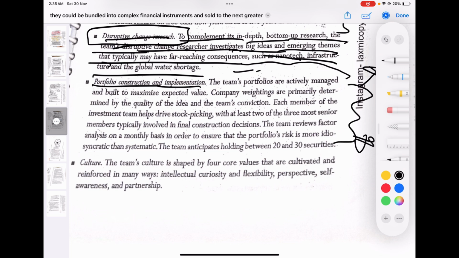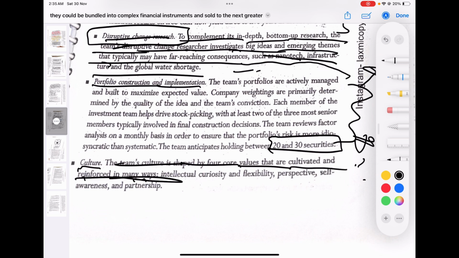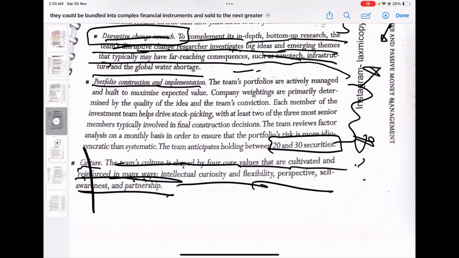So that is portfolio construction and implementation. And then obviously the portfolio is constructed: how many ever securities you want, how much you want to risk in one particular security. And then we have culture. The team's culture is shaped by four core values that are cultivated and reinforced in many ways: intellectual curiosity and flexibility, perspective of self-awareness, and partnership.